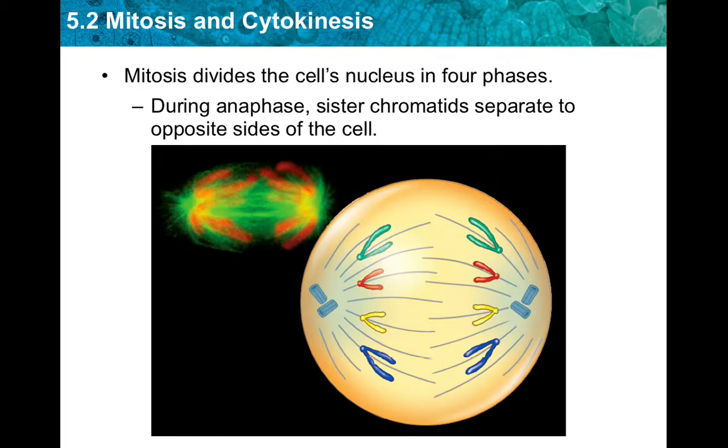Then we have the anaphase. Chromatids separate from each other to opposite sides of the cell. Cytokinesis forms in late anaphase or telophase.